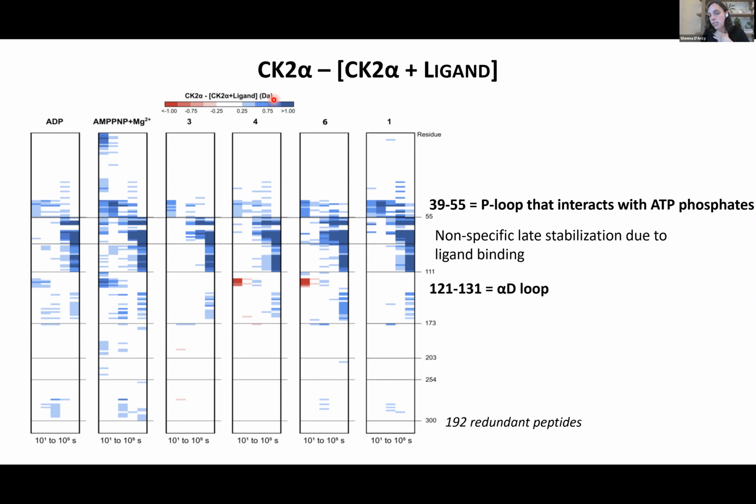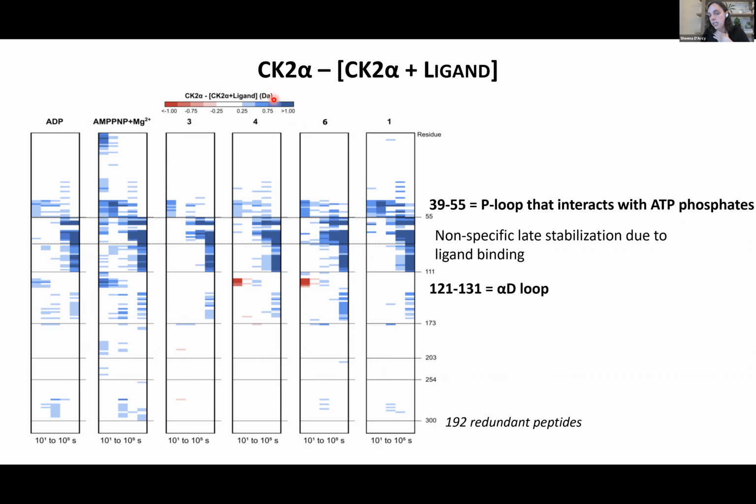Now, the first thing we noticed when we saw all of these heat maps was that we had this kind of unusual and recurrent protection in this region of the protein at this very late time point, with all of our molecules.